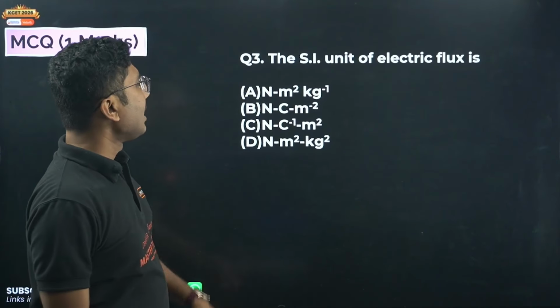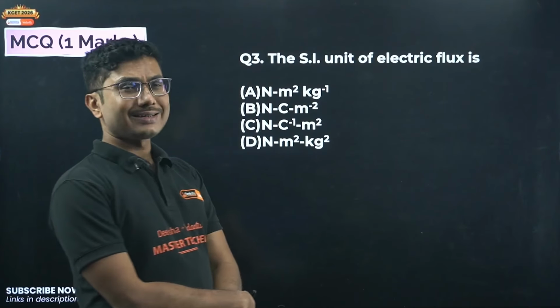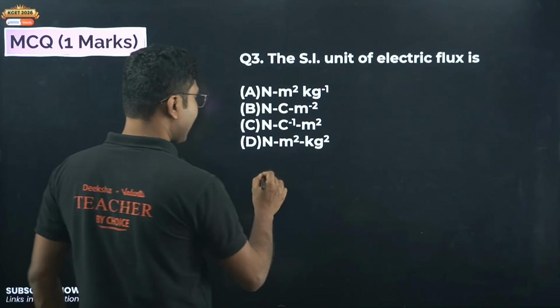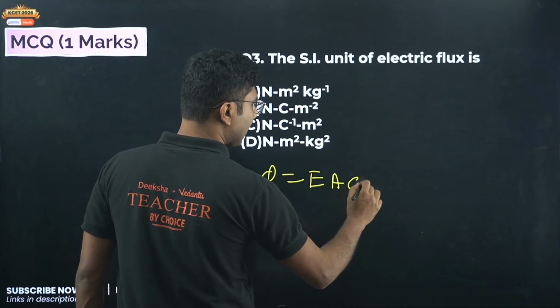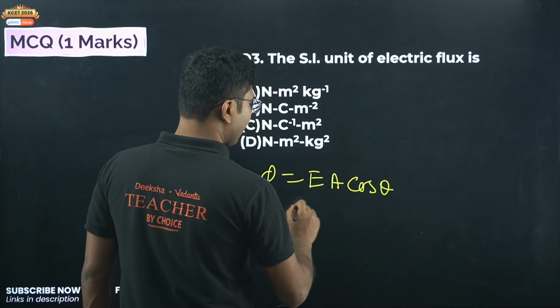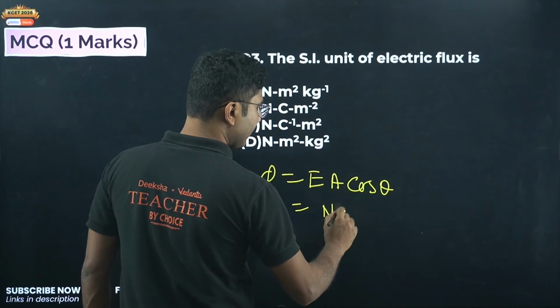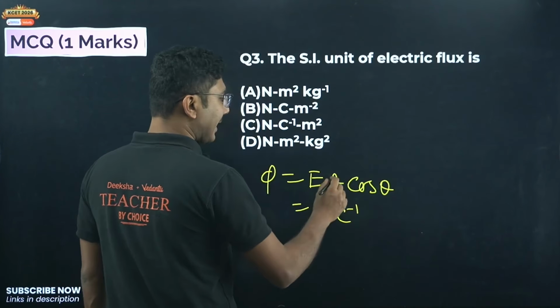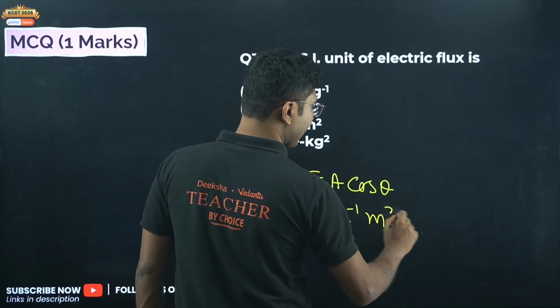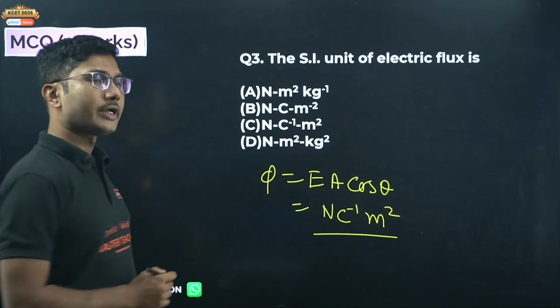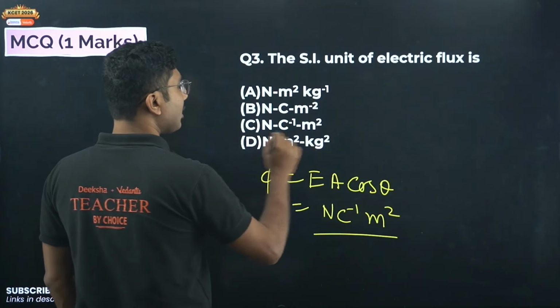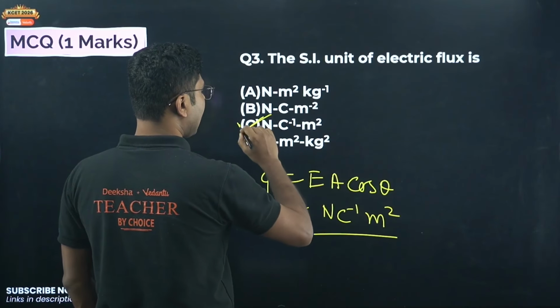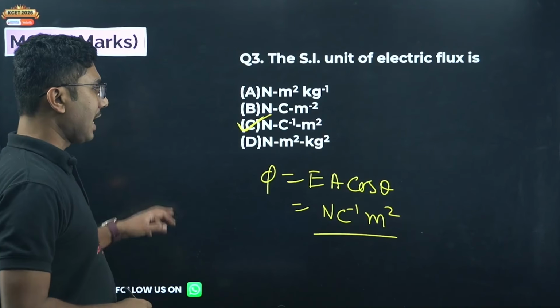Now next, the SI unit of electric flux is: electric flux is given by electric field into area into cos theta, right? Now the unit of electric field is Newton per Coulomb, area is meter square, and cos theta is a dimensionless quantity, so Newton per Coulomb meter square is the SI unit. So if you see, option C is again the correct answer for this question as well.